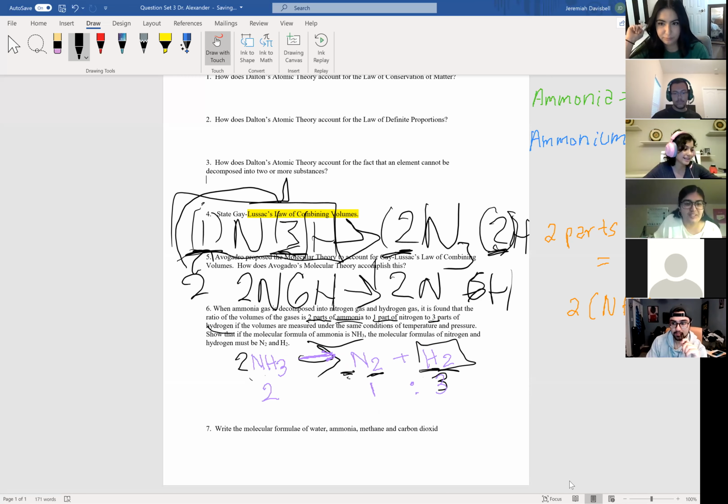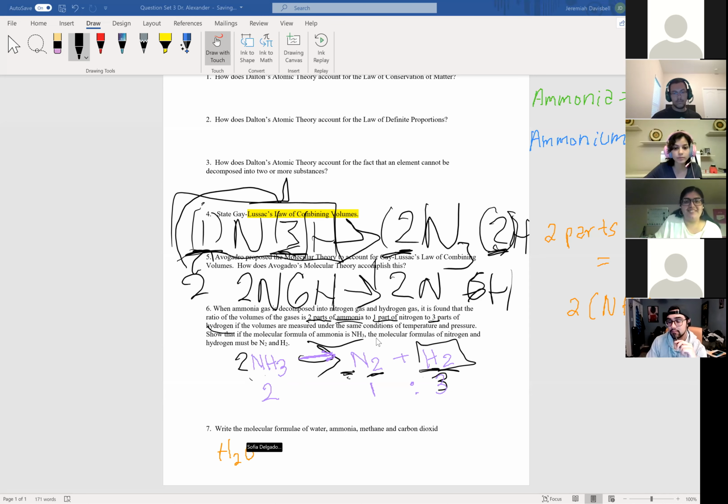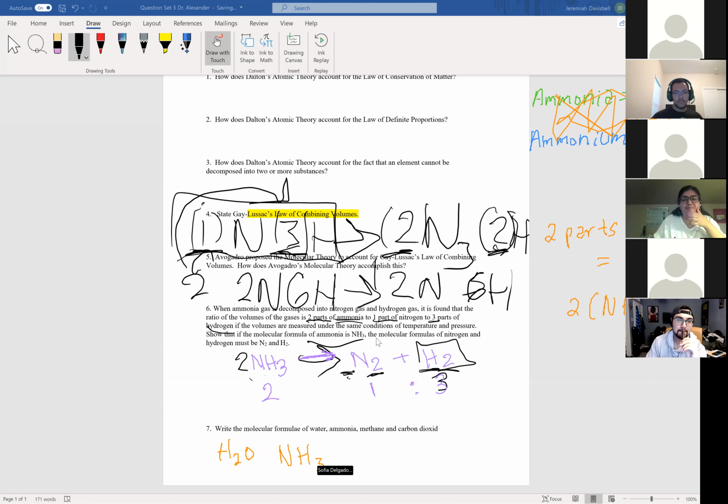I guess we'll just write the molecular formula. What's the molecular formula for water? H2O. Yay. Okay, what's the molecular formula for ammonia? NH3. And then what about methane? Oh, first of all, before I ask you the formula for methane, does anybody know what's special about methane? What kind of compound is it?